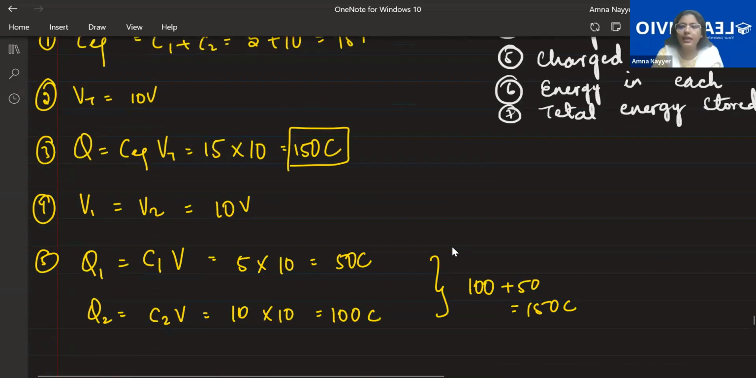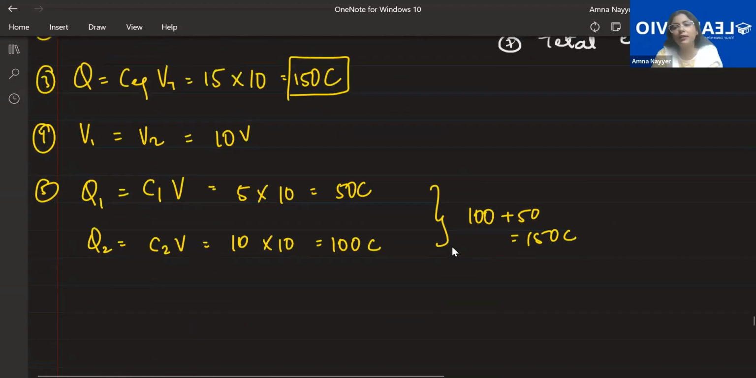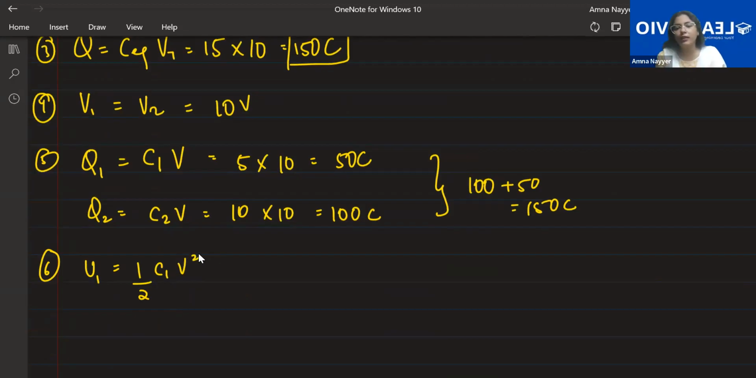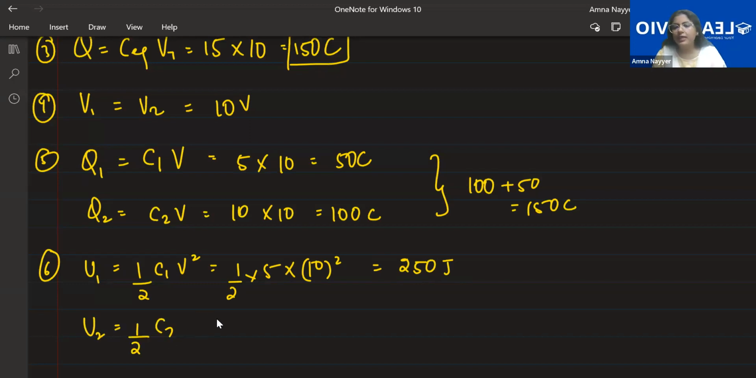So we did it till the fifth part. Sixth says energy stored in each. See, for the individual energy stored, we can use half C1 V square. If you put C1, it will give you the energy for the first one. So this will be half into 5 into 10 square. So 500 by 2, it's 250 joules. For the second one's energy, it will be half C2 V square. The voltage I am not changing because the voltage's value is the same. I am just changing the values of capacitance. You put C1, you will get the data for C1.